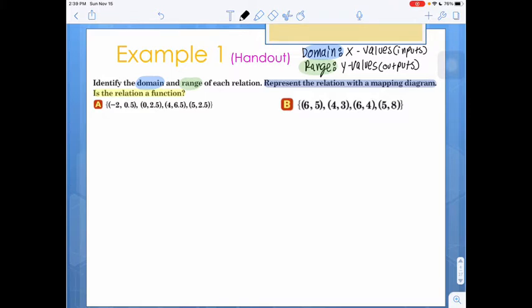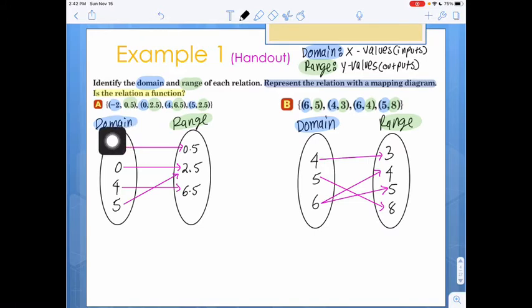So a reminder that domain is all of our x values, range is all of our y values. They've given us a bunch of coordinate pairs, so we're going to make a mapping diagram and decide whether or not each of these is a function. In part A, the domain is going to be every single x value. So we have -2, 0, 4, and 5. We can list those in the domain bubble of our mapping diagram.